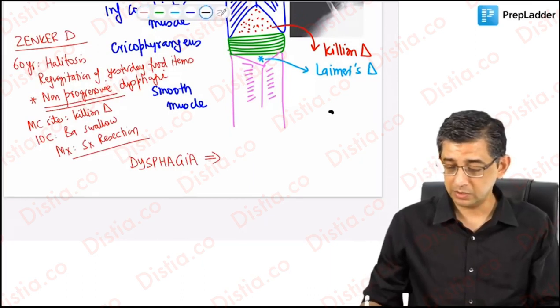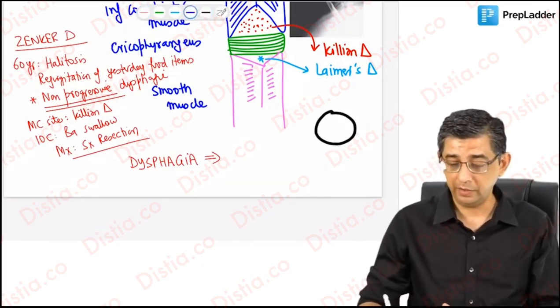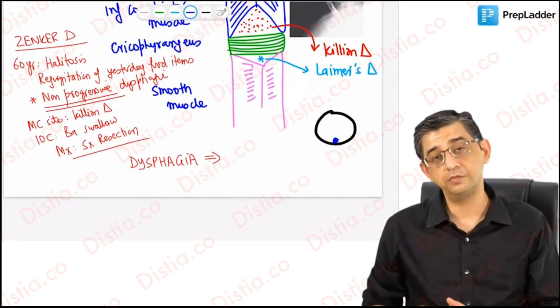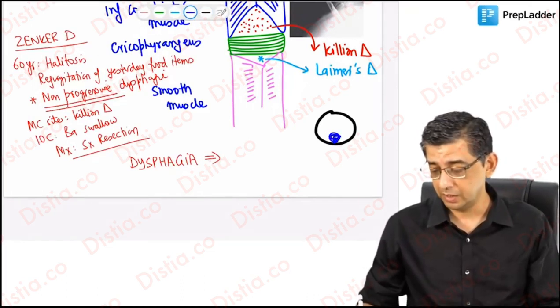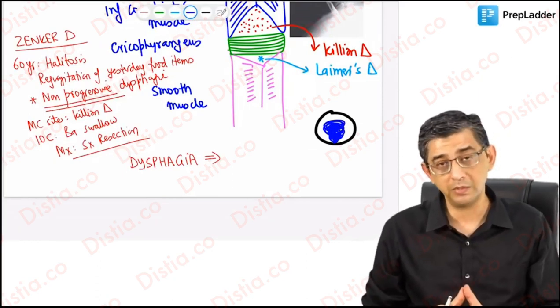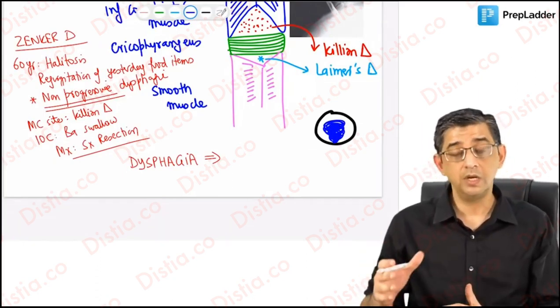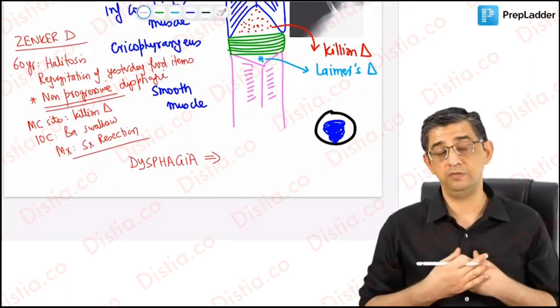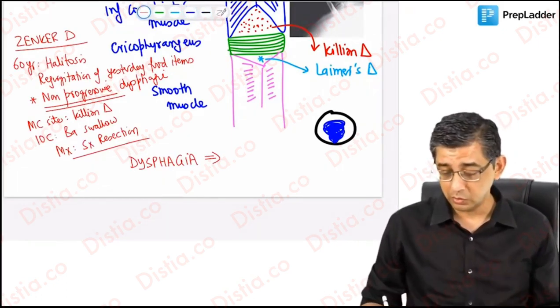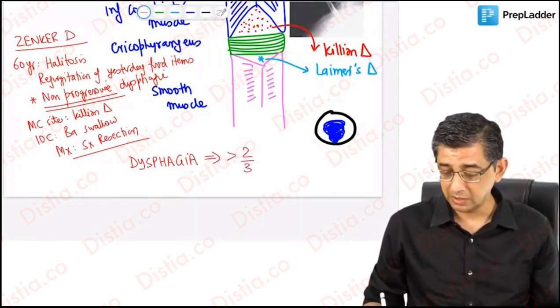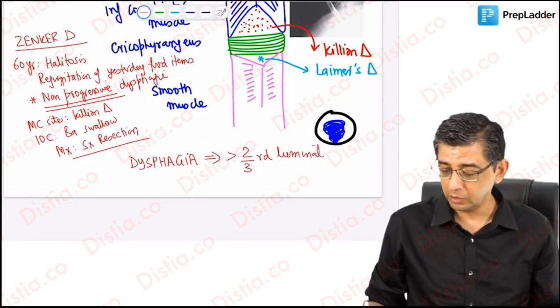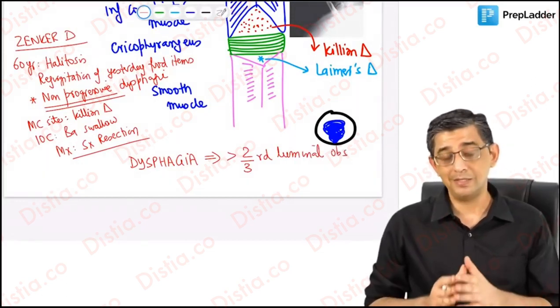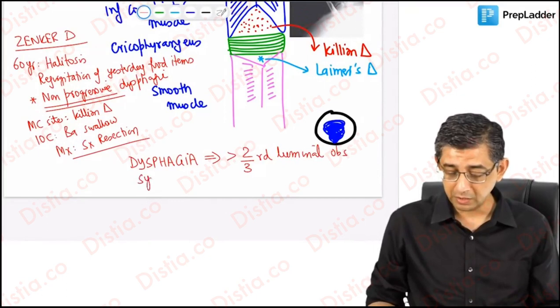Let us assume this is the esophagus, and there is a fungating mass of esophageal cancer, and now it's becoming bigger and bigger and is causing substantial luminal obstruction. At how much percentage of obstruction will the person tell you that they feel as if the food is sticking behind the chest bone? So remember, at least 66%. If there is more than two-thirds luminal obstruction, that is when the dysphagia symptom will develop.